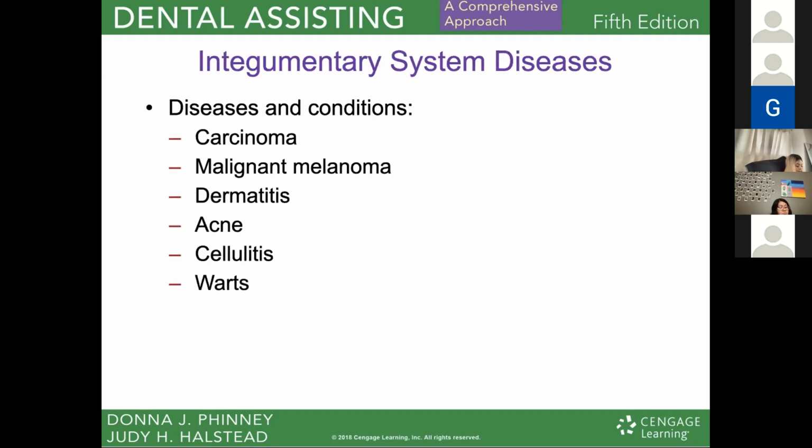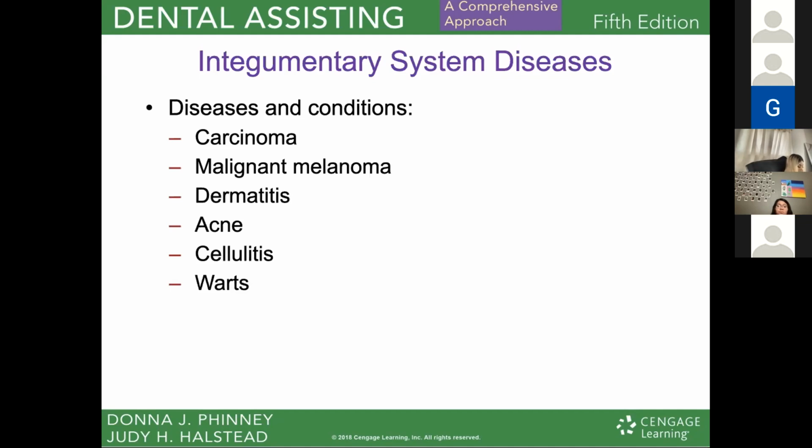Integumentary system diseases and conditions include carcinoma, which is a type of skin cancer. Malignant melanoma is another type of skin cancer. Dermatitis is an inflammation of the skin, usually some type of allergic reaction. Acne is, of course, pimples and things like that.